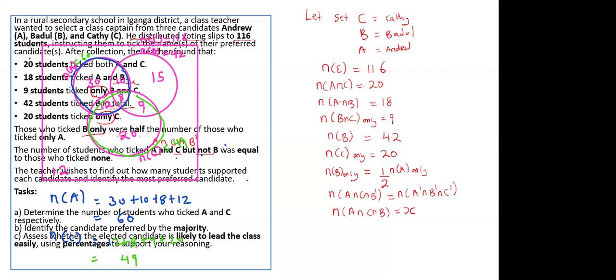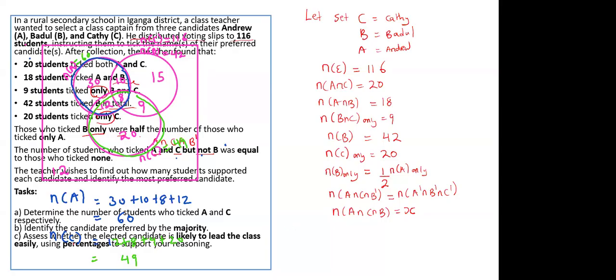You say that the student that was preferred by the majority was Andrew because he accumulated more ticks, 60 of the learners, more than any other candidate. So that is the response you are going to give to part B: the candidate preferred by the majority is Andrew, or you can say Andrew was preferred by the majority of the learners because he had more ticks compared to the other candidates.